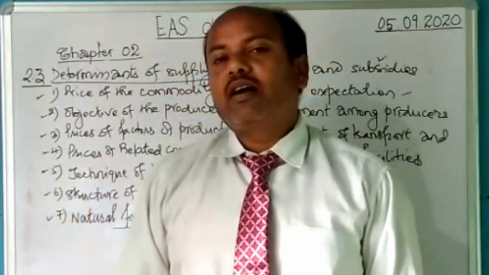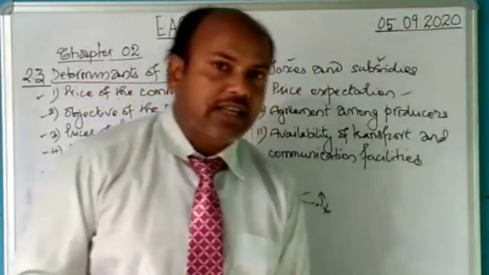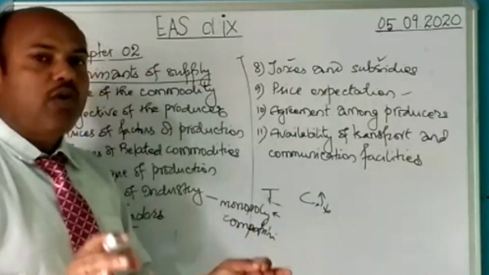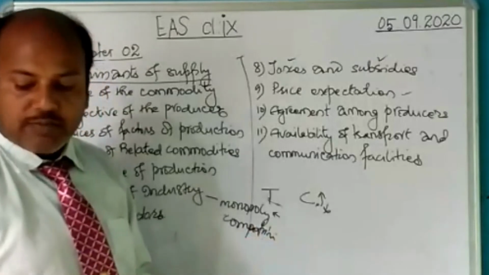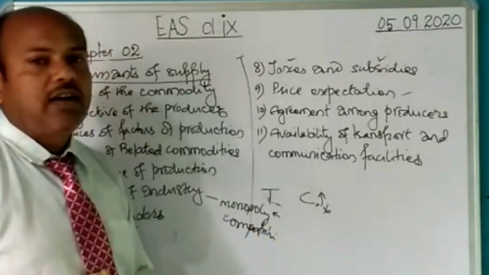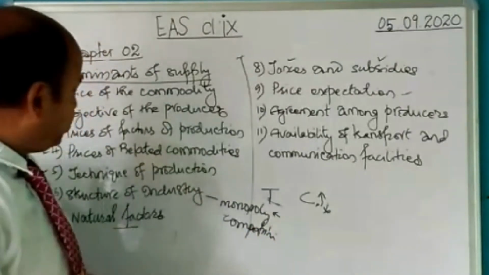Several such natural factors decide the production. If adverse natural factors occur very frequently, it will spoil the supply, and less will be the supply. And if nature is very favorable, then the supply will be better.